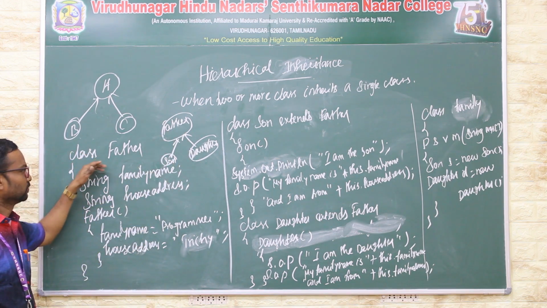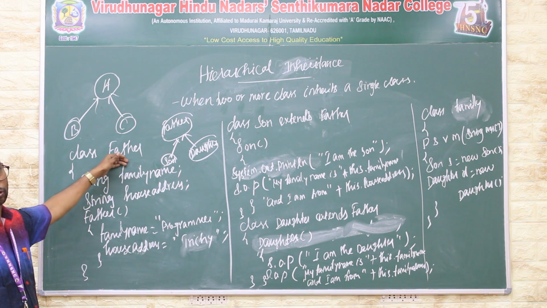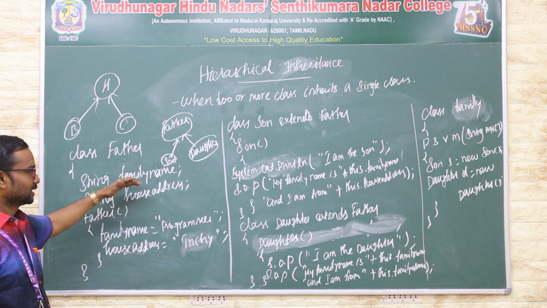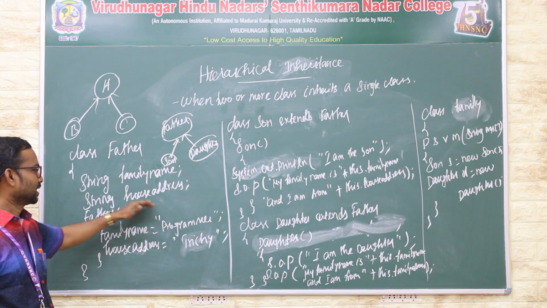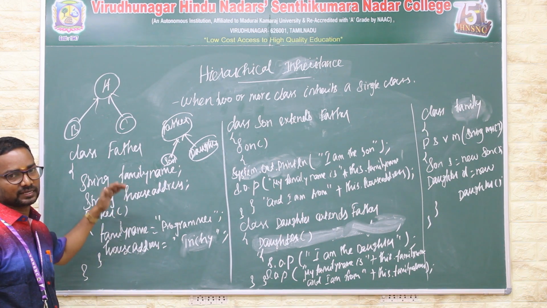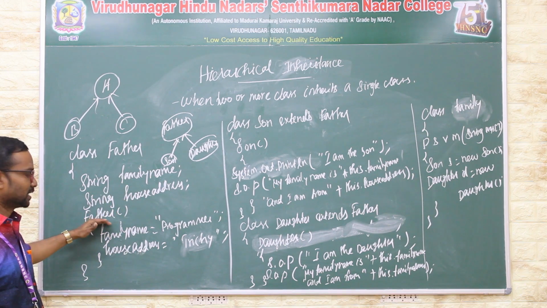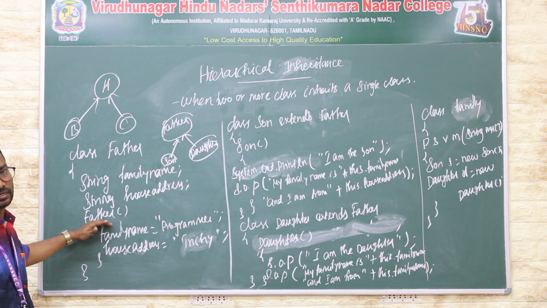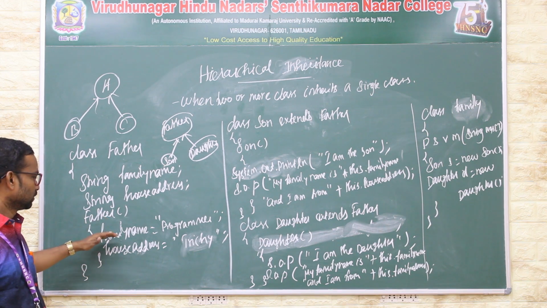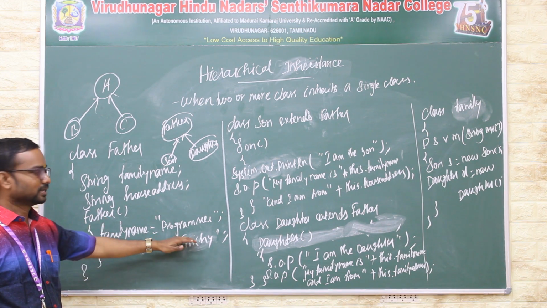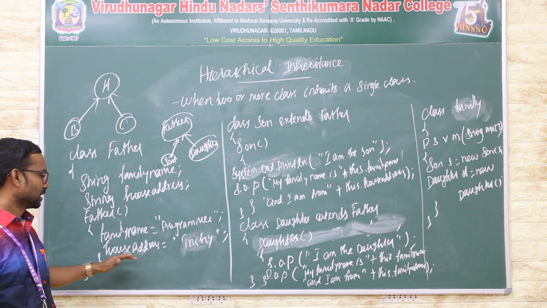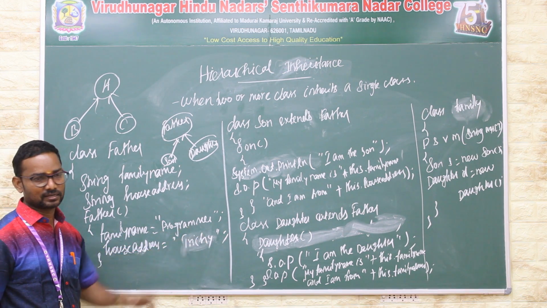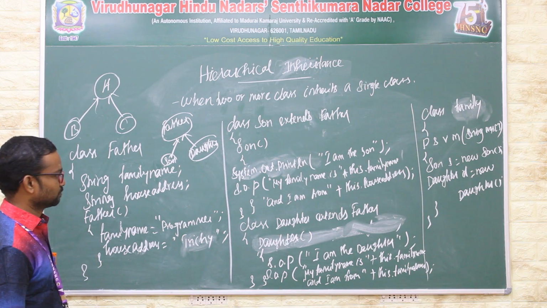Now, writing this program, class Father. Father is the base class. Here we declare two variables, family name and house address, with the data type String. Then we create a constructor, Father. In it, the family name variable is assigned the value programmer, and the house address is assigned the value Trichy. Then we close this method.